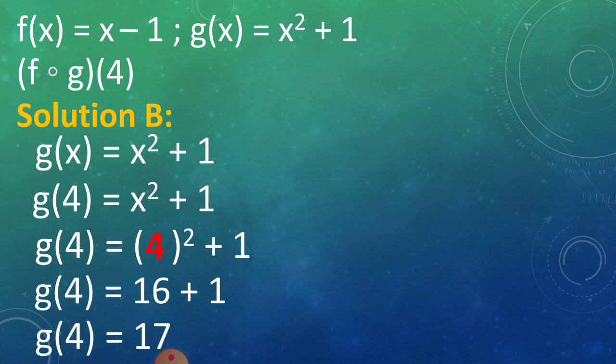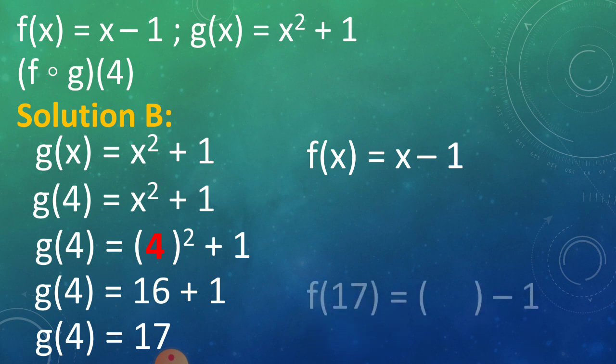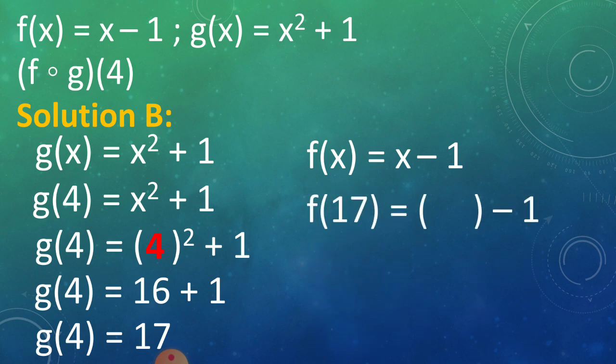Then, plug in this value into f of x. So, we will find f of 17. f of 17 now is equal to x minus 1. So, replace x with 17. Therefore, that is now 17 minus 1. 17 minus 1 is equal to 16. Of course, the result from solution A to solution B is just the same. No matter what process you follow, as long as you have the right process, you will arrive at the same answer.